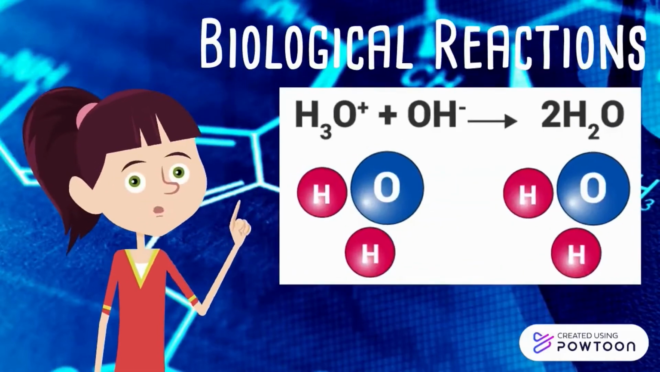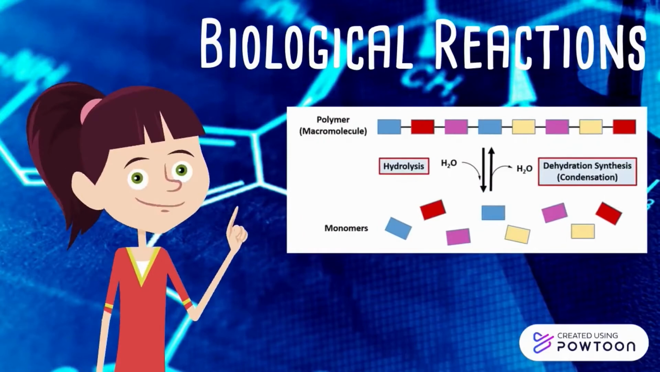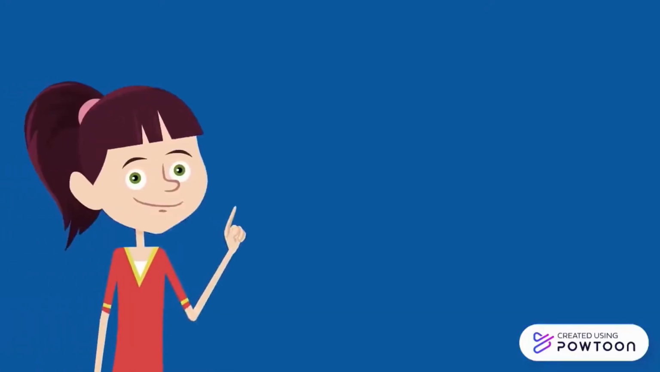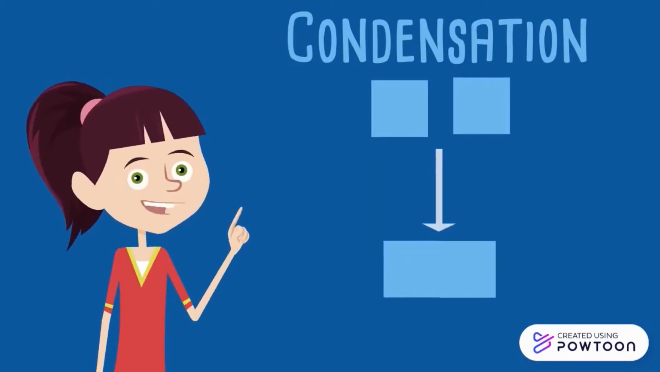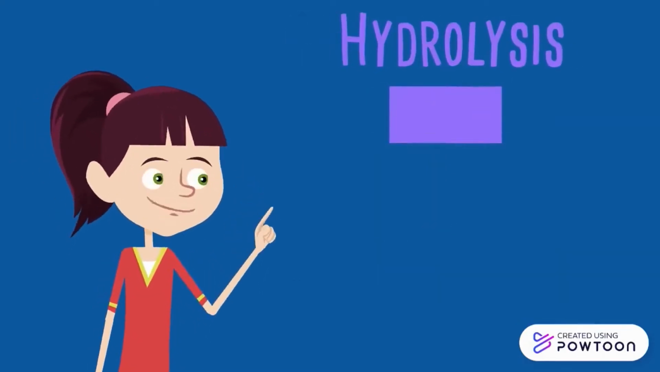We first have neutralization, there's oxidation reduction, and there's condensation and hydrolysis reactions. We'll specifically be looking at condensation and hydrolysis. A condensation reaction is when two molecules bond to form a larger molecule and water. A hydrolysis reaction is where one larger molecule is separated into two molecules using water.